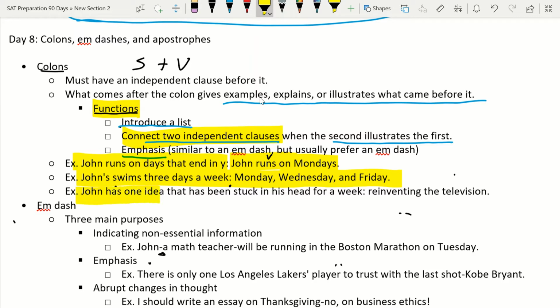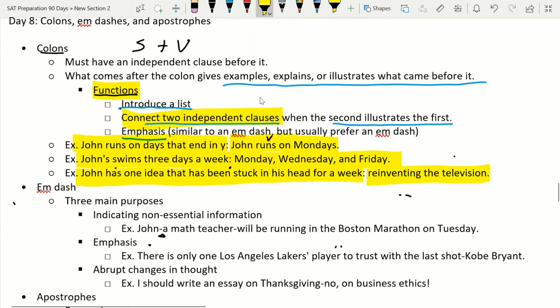Next, we have "John has one idea that has been stuck in his head for a week: reinventing the television." In this case, it's used for emphasis. We use that colon to emphasize this idea that has been stuck in his head of reinventing the television.